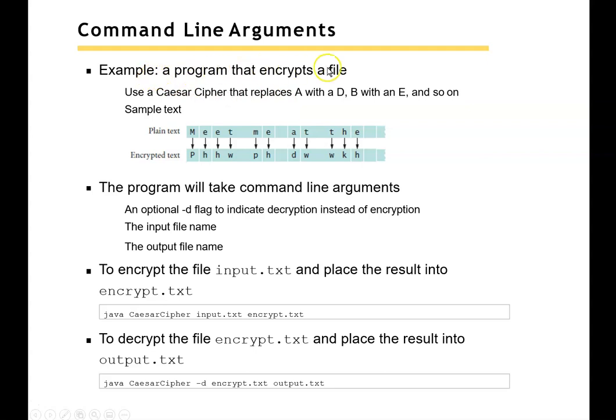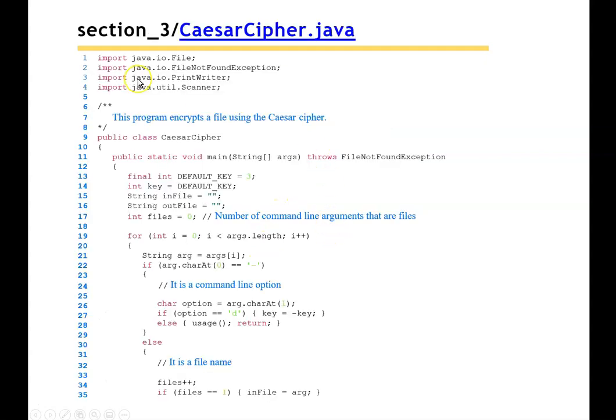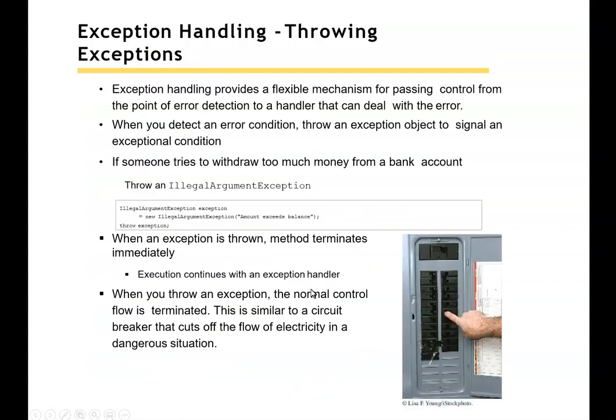So, for example, a program that encrypts a file could take the input file and the encrypted text for the output file, and that way, if you ran it, it would encrypt the input and drop it in output.txt, and you could have a -d flag to say decrypt instead of encrypt. Pretty simple and pretty useful. This is an example of using a very simple cipher.